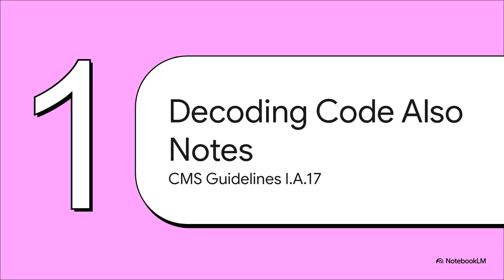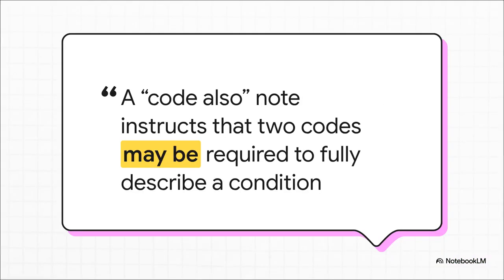the CMS Guidelines. Now, whenever you're navigating the tabular list, you've probably seen these instructional notes pop up. But what do they actually require you to do? Well, the CMS official guidelines state, and I quote, "A code also note instructs that two codes may be required to fully describe a condition, but this note does not provide sequencing direction." Notice the emphasis on "may be required" and that explicit statement about sequencing. The codebook is basically tapping you on the shoulder. It's alerting you that a second code might be needed to tell the whole story, but it's definitely not forcing your hand on which one comes first.